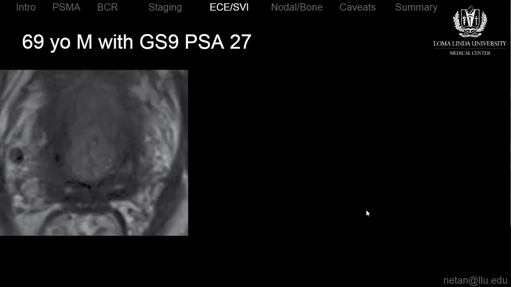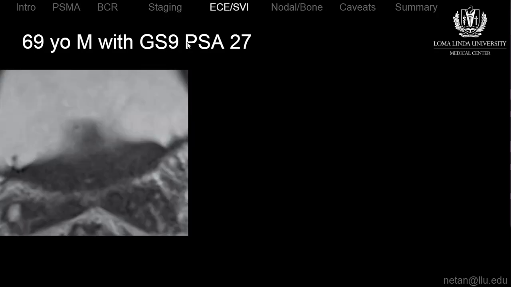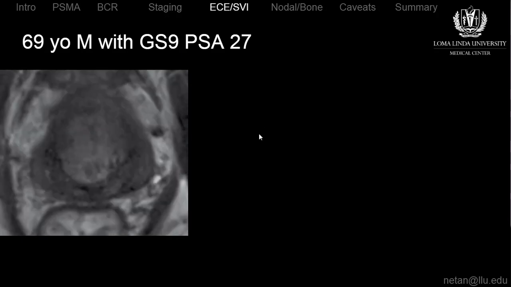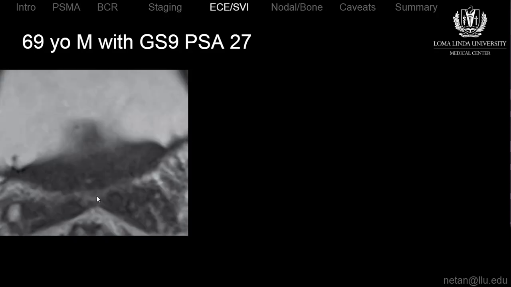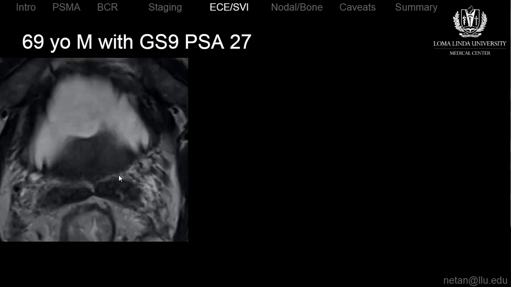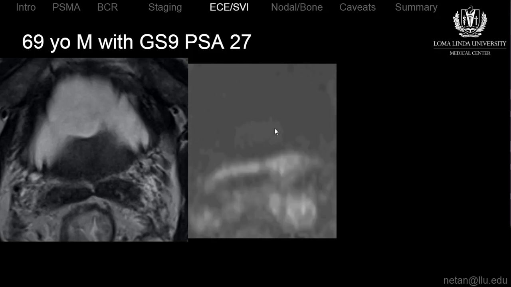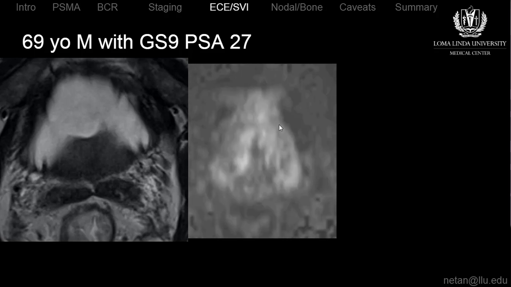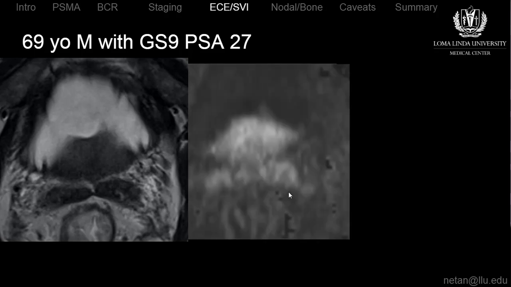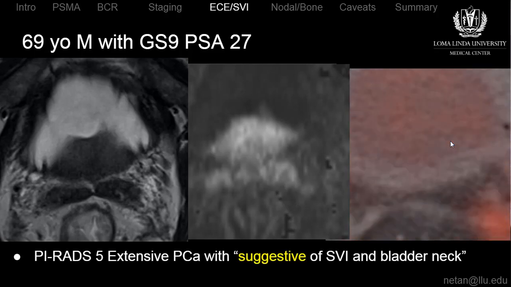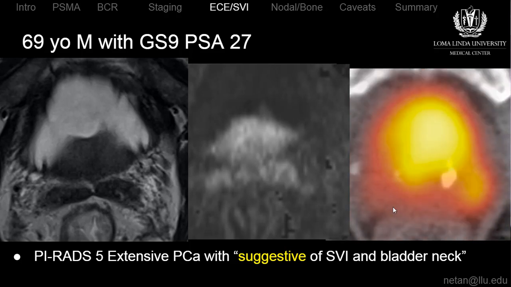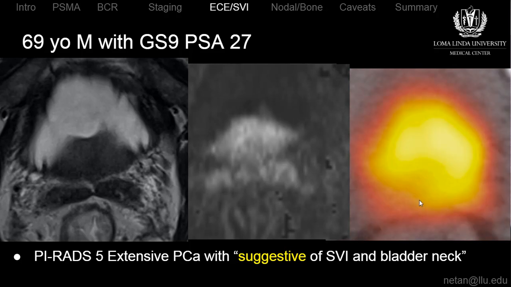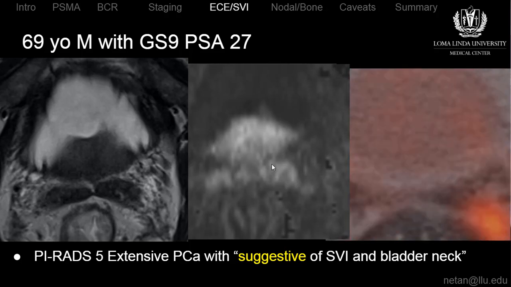Here's an example of a man with Gleason 9, so aggressive prostate cancer, PSA of 27, and we see that on T2 images, the patient has widespread prostate cancer, and there is extension into the seminal vesicles that we see by DWI as well. But on PSMA PET, we see that the prostate cancer is pretty widespread, replacing the entire prostate, and the seminal vesicle invasion is a lot more obvious, especially on the left, compared to the MRI.